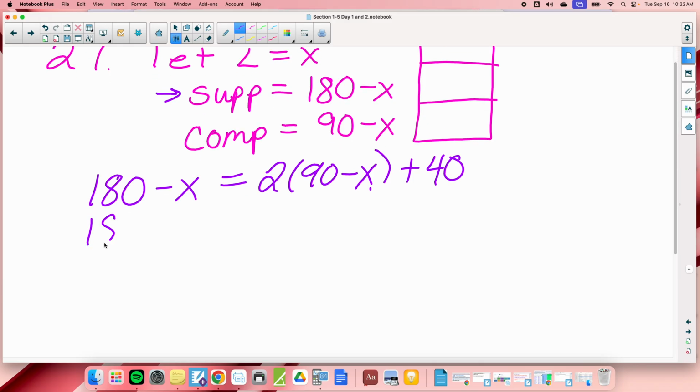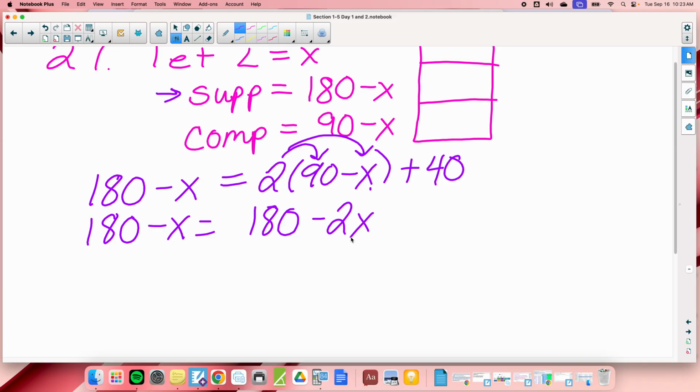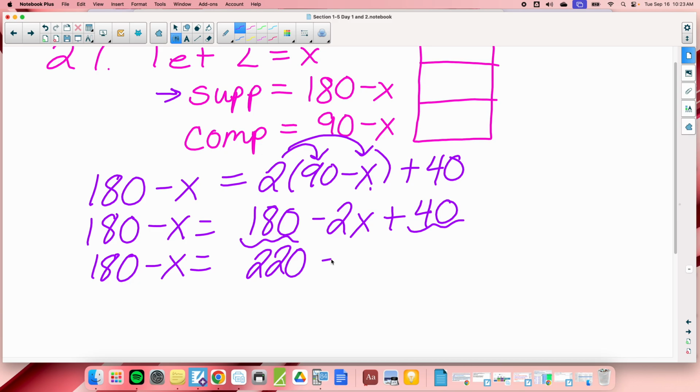So now I'm gonna go 180 minus x, and I'm gonna distribute my 2. Some of you might have multiplied both by 2 already, and that would be okay. But if you multiplied it, you should have gotten 180 minus 2x. You have to multiply both by 2. And then we still have that plus 40. Okay? Now what I'm gonna do is combine my 180 and my 40. And that is 220 minus 2x.